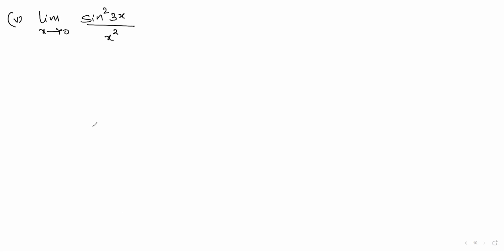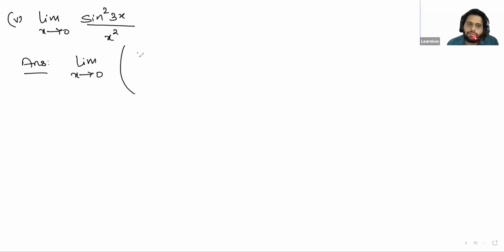Sir, 0. Not 0. I will solve it. This is pushed, it's complete. Sir, I also got 3 but you said it is wrong. We'll check. So we will write (sin 3x by x) whole square. You all missed the square.